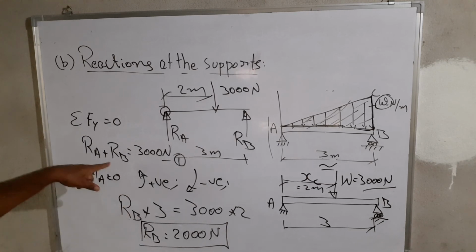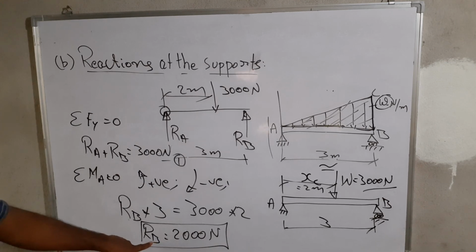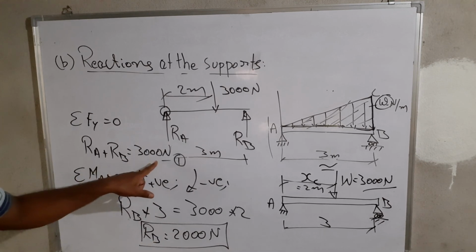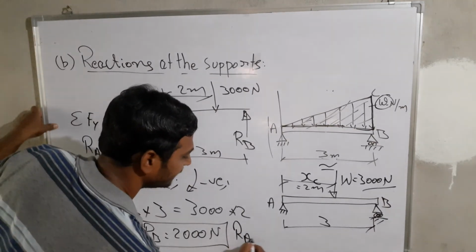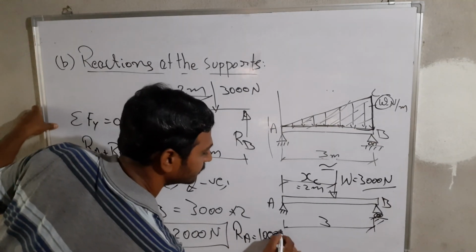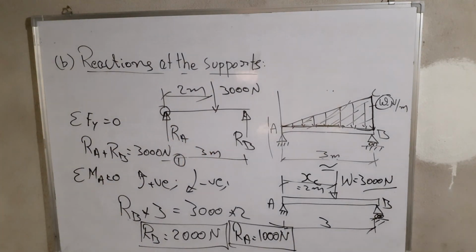If I substitute in equation 1, then what will RA be? RB is equal to 2000 newtons, so 3000 minus 2000, then RA is equal to 1000 newtons. This way we calculate the reactions.